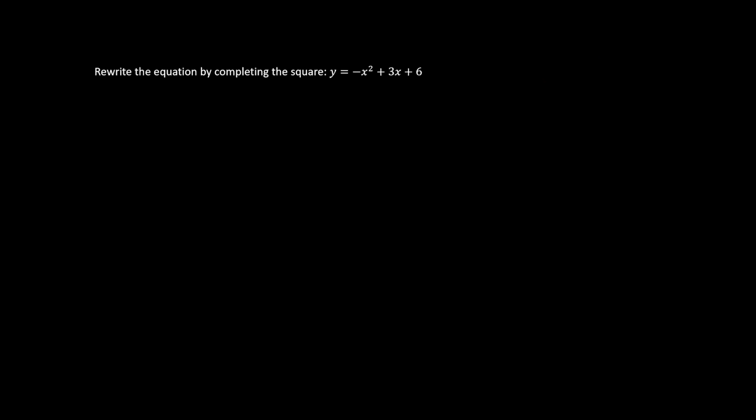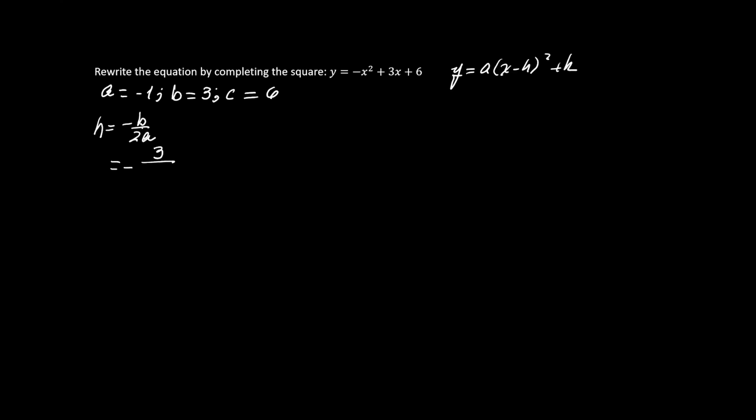Let's do another problem. Okay, we got this one. Again, first thing, let's put our goal right here. This a, again, is negative 1. Let's identify them. b is 3, c is 6. So h is negative b over 2a. Negative b is negative 3 over 2 times negative 1, or negative 3 halves. There is my h.